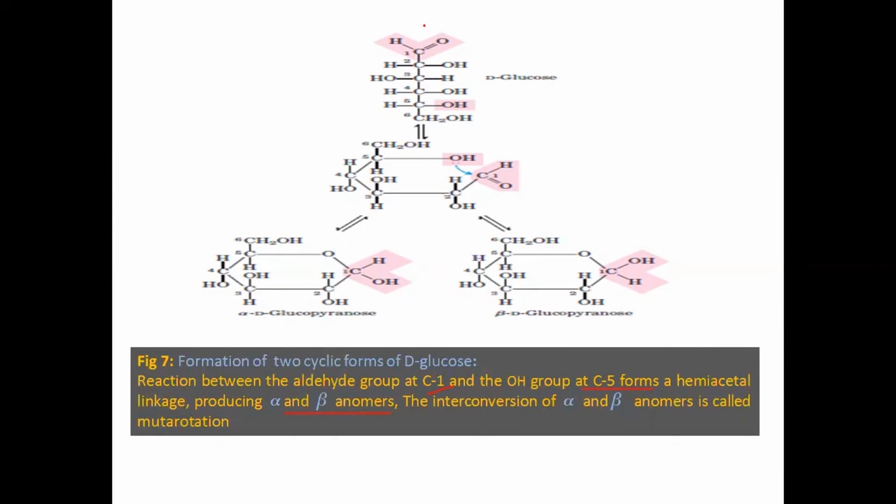Here you can see this is the normal structure of D-glucose, this is C1. The hemiacetal linkage will be found between C1 and C5. So you can see this is the hemiacetal linkage. It results into alpha and beta anomers of D-glucose. So this is the alpha D-glucopyranose. You can see here the OH is on the lower side, and H is on the upper side. Here in beta D-glucopyranose, the H group is on the lower side and the OH group is on the upper side.